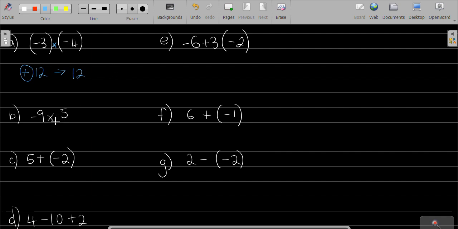Okay, let's have a look at the next one. Again, we have the times sign, so we can apply those rules. So negative 9 times 5 will equal negative 45. Sorry about that. Negative 45. Okay, and then 5 plus. Now, guys, I just want to bring your attention here because in your test this could happen. When you see a plus, and then there's a bracket with another integer, that means this is timesing.